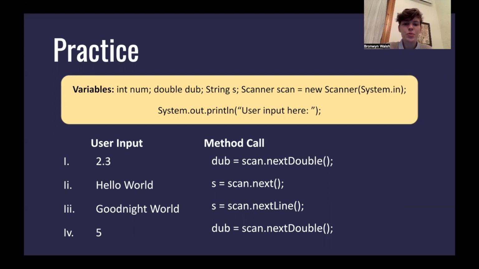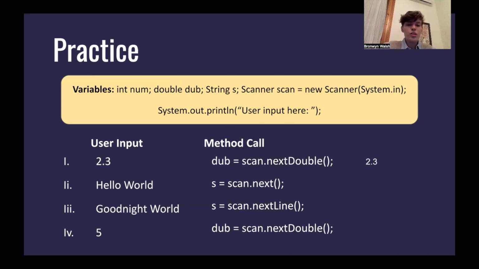Okay, so we're going to do a little quick practice here, just to practice using the different methods in the scanner class. So to start off, we have a couple of variables. We have an int num, double dub, string s, and a scanner. The program will print out user input here, and then based off of the following user input, we're going to try to predict what will be stored in the variable. So if the user inputs 2.3 and the call scan.nextDouble is stored in dub, scan.nextDouble receives the next value. In this case, 2.3. So 2.3 will be stored in dub.